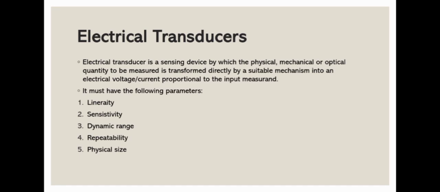Dynamic range. The operating range of the transducer should be wide in order to permit its use under a wide range of measurement conditions. Repeatability. The input or output relationship for a transducer should be predictable over a long period of time. This ensures reliability of operation. Physical size. The transducer must have minimal weight and volume so that its presence in the measurement system does not disturb the existing conditions.